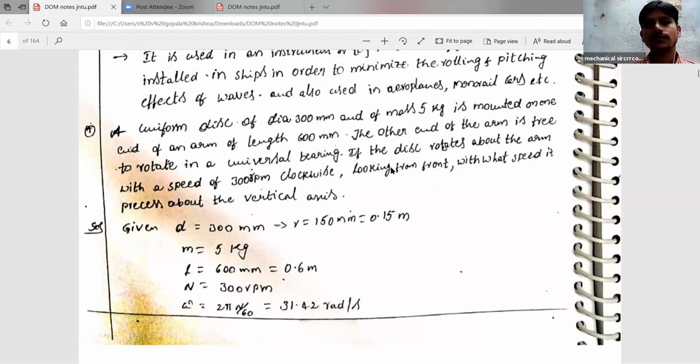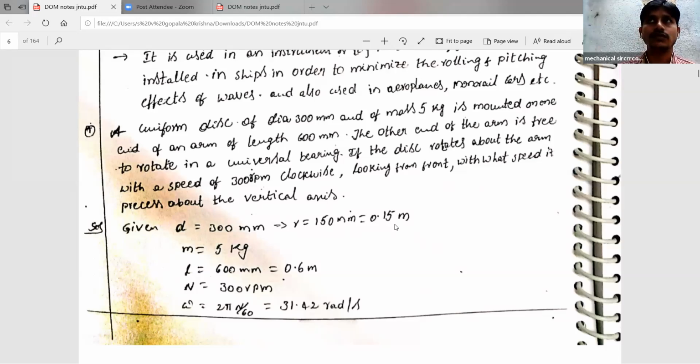That is freely rotating with the help of the universal bearing at the other end, and the disc rotates about the arm with a speed of 300 rpm clockwise. So the speed of the disc is 300 rpm. Looking from the front side, at what speed does it precess about the vertical axis? All of you observe that. From the problem description, we can write our given data: D equals 300 mm, that means r value is 150 mm.